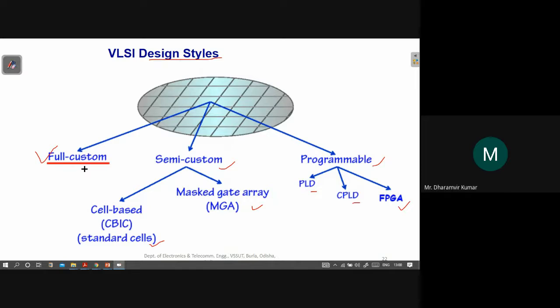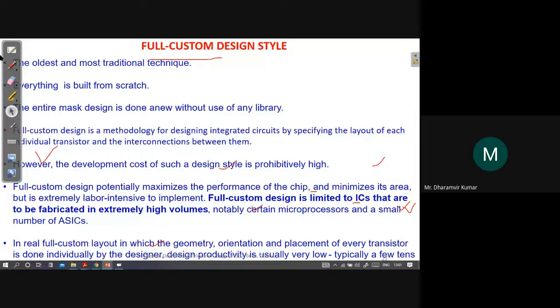So for those kinds of applications we can go with full custom, but there are certain applications where we require the chip in a very short span of time. For those, FPGA is a good alternative. It will give you the whole design tested, verified, and all those simulations within a few days. So there are different kinds of design styles, and we will see all of these one by one. The first one is full custom design style.